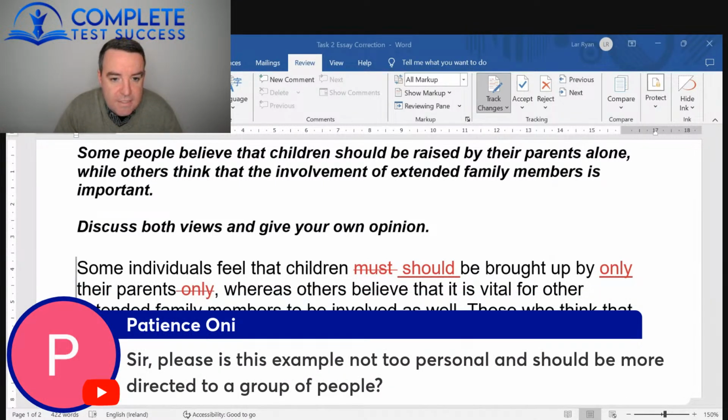Patience, sir, please, is this example not too personal and should be more directed to a group of people? You can use personal examples in the IELTS test. So it literally says you can use examples from your own knowledge or experience. Hang on, I'll show you. Let me just take a quick screenshot and I'll show you what the full question looks like.